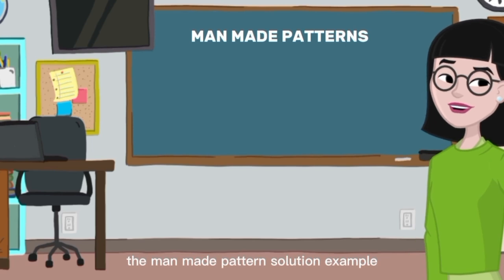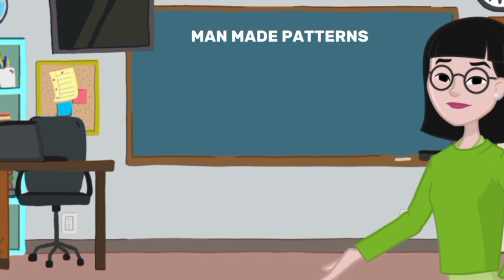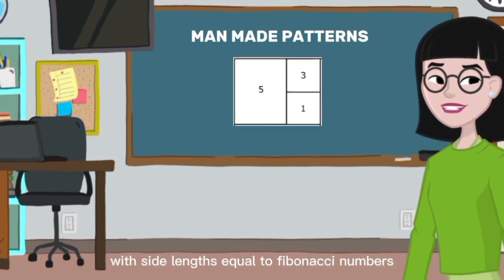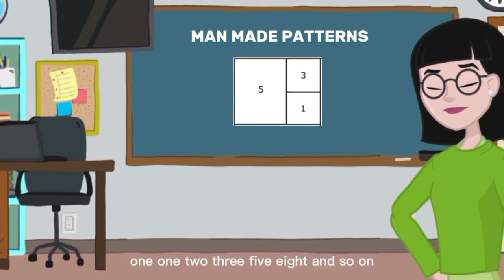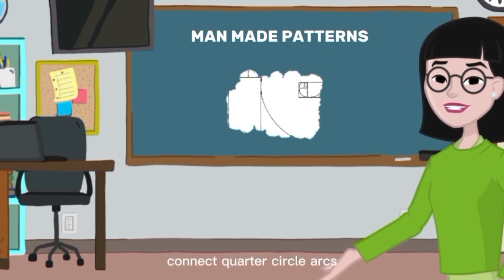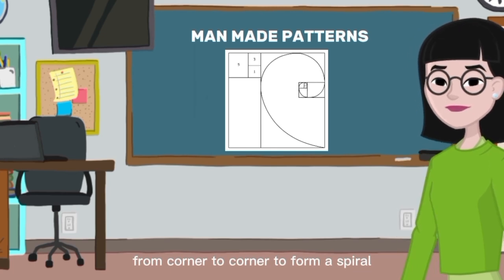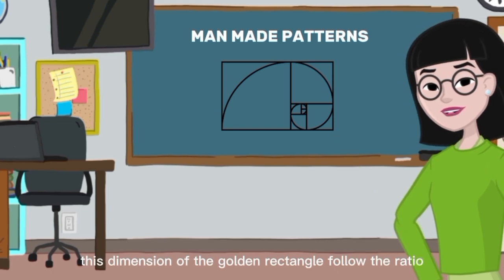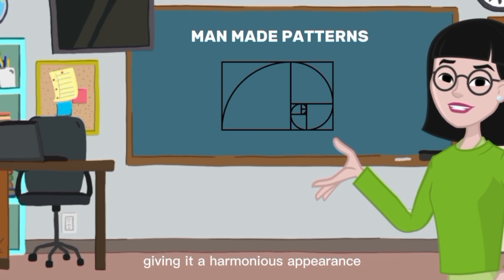The man-made pattern solution. Example: draw a Fibonacci spiral. Number 1. Start by creating squares with side lengths equal to Fibonacci numbers 1, 1, 2, 3, 5, 8, and so on. Number 2. Connect quarter circle arcs from corner to corner to form a spiral. Golden rectangle and arc. The dimensions of the golden rectangle follow the ratio, giving it a harmonious appearance.